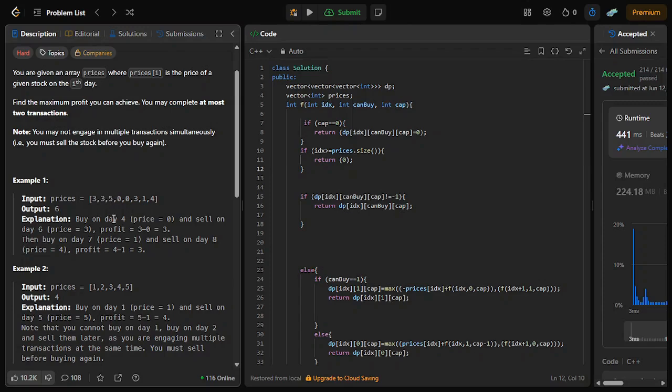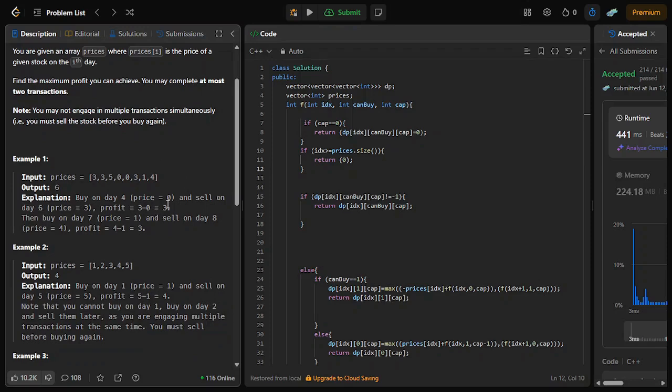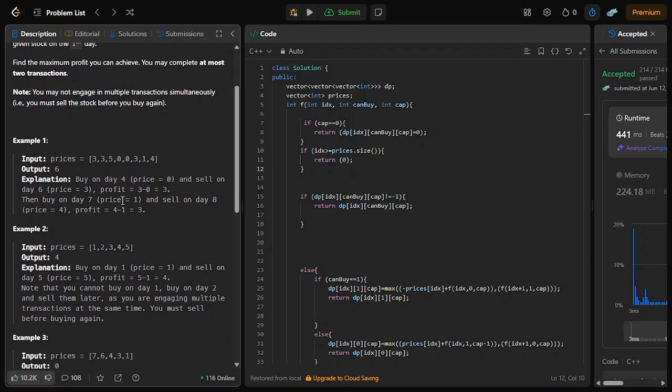So something like that. Now obviously we need to make only two transactions, and that means that we have to take the best two transactions that are possible, and we should be able to generate the maximum profit from this. So let us just think about what the approach should be.